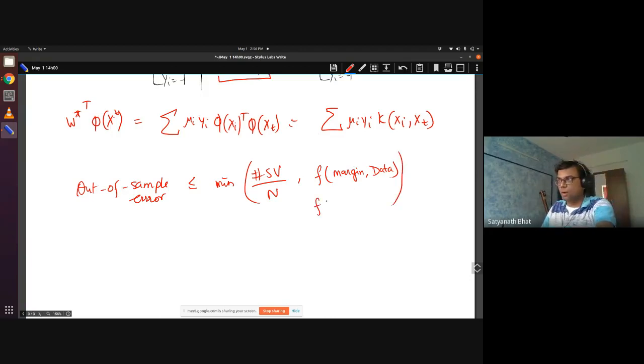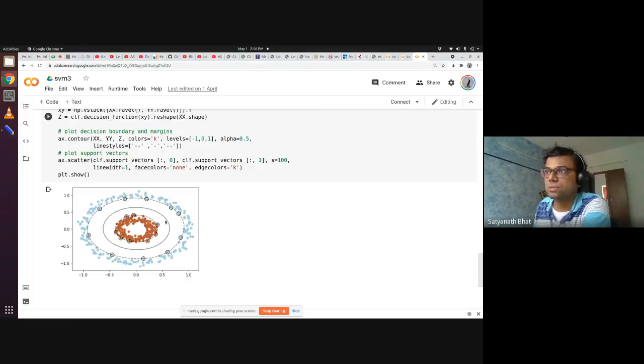So f has a property that f reduces as margin increases. So even though when you have a larger margin, the number of support vectors may become more, due to this other term, you will be able to get better performance out of sample. So this is what you can get.